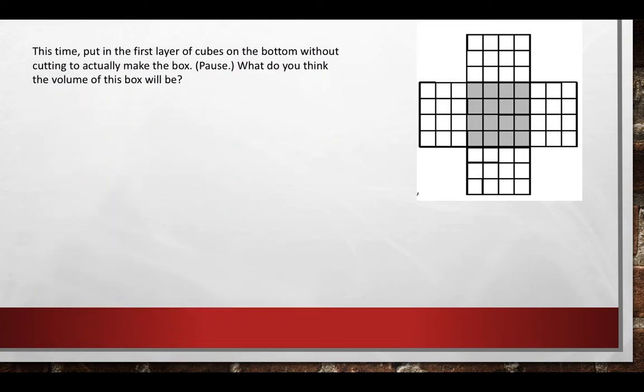Now, unfortunately, for our last grid, I was not able to find an actual cube. So for this one, we're just going to have to talk it through. So what do you think the volume of this box would be? Try really hard to see if you can figure out what the side lengths are.